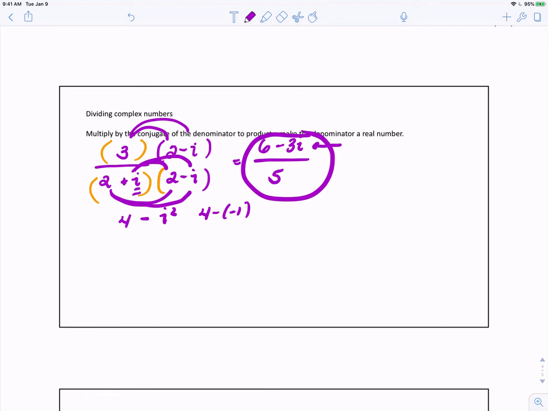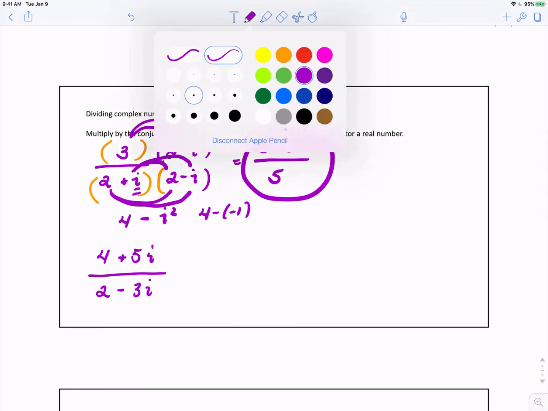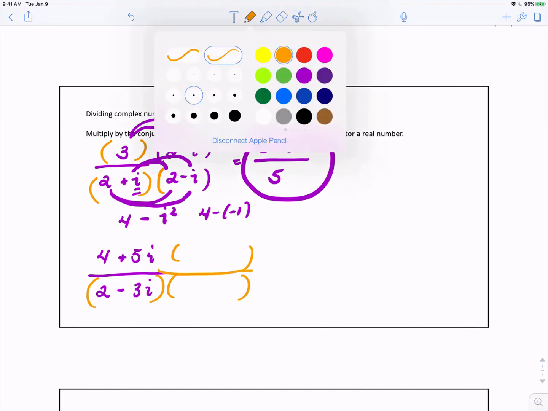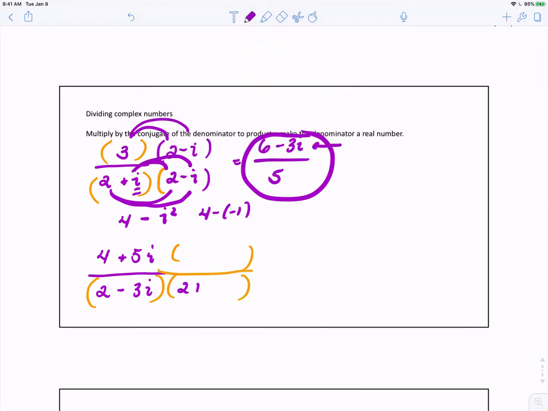Let's try one more. Suppose we had something like 4 plus 5i divided by 2 minus 3i. Now remember, you don't care about the numerator. You only want to multiply by the conjugate of the denominator. So the conjugate of the denominator is 2 plus 3i. So we'll multiply the numerator and denominator by 2 plus 3i. Now notice on top, it's going to be messy. Let's go over here and do that.